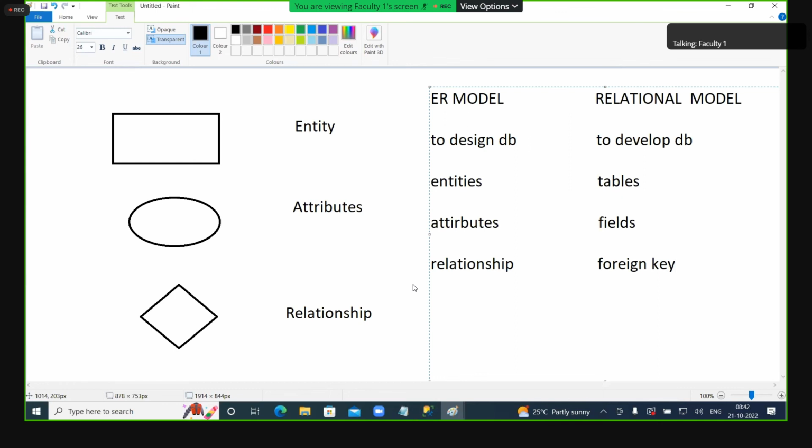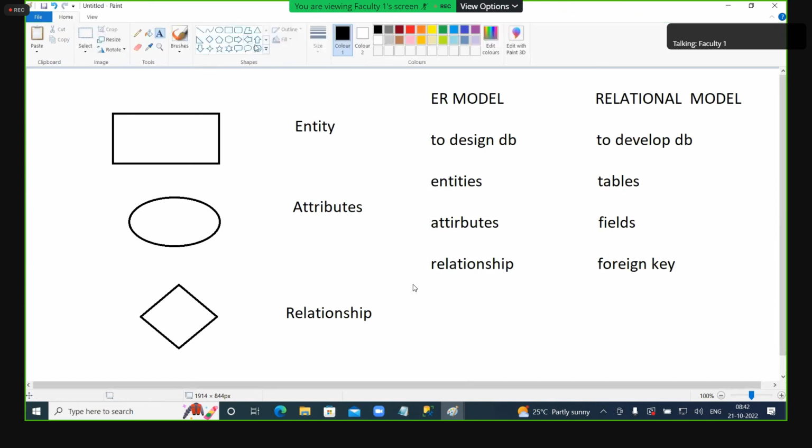Okay? ER model is converted into relational model. This is the model used in the design phase, and this is the model used for developing the database. Used in development, used in design. Entities are converted into tables, attributes are converted into fields, relationship is converted into foreign key. Okay, then.